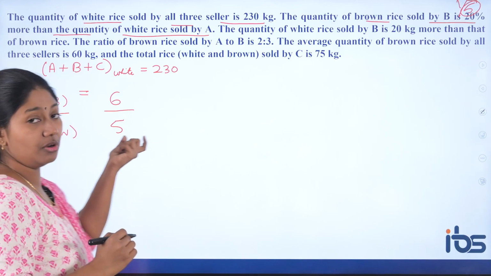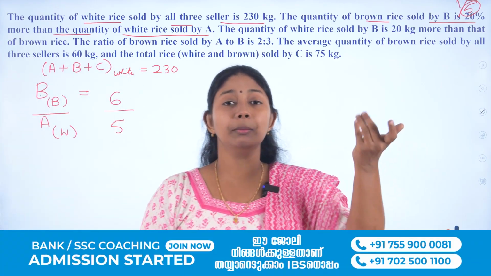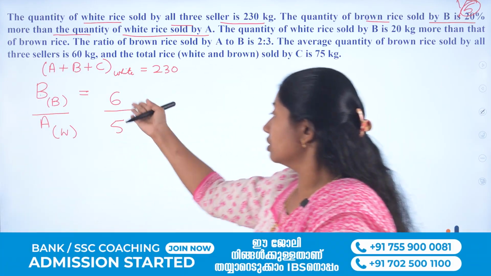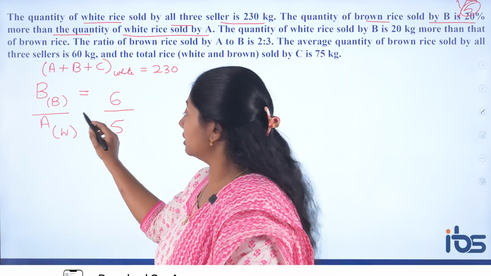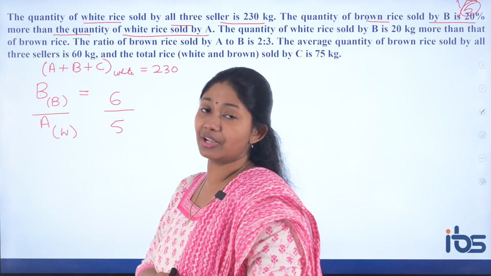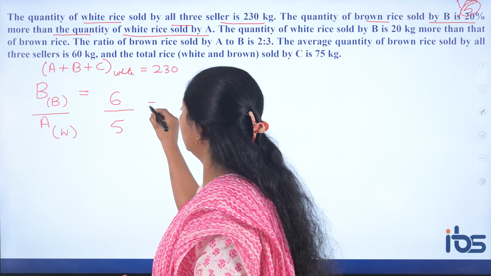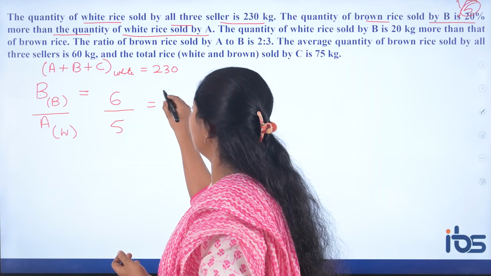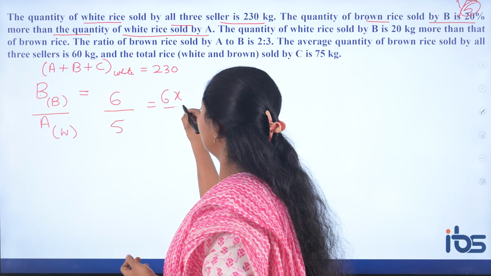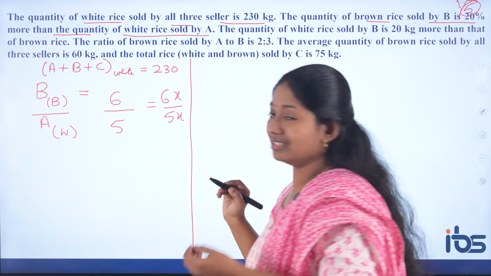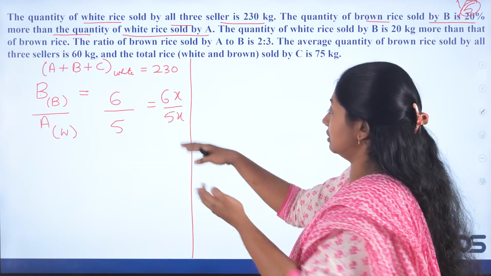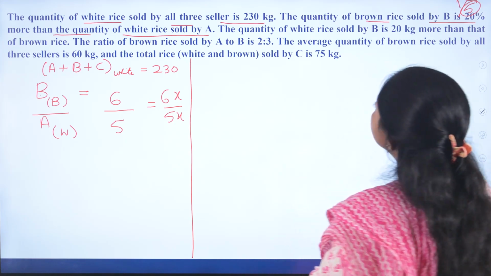So B has sold brown rice. Hope you know the percentage to fraction conversion. From this you can say brown rice sold by B is 6 units and white rice sold by A is 5 units. If you want to convert it into a value, just multiply it with a common factor, that is 6x and 5x. Since it's lengthy decoding, I am just dividing it.